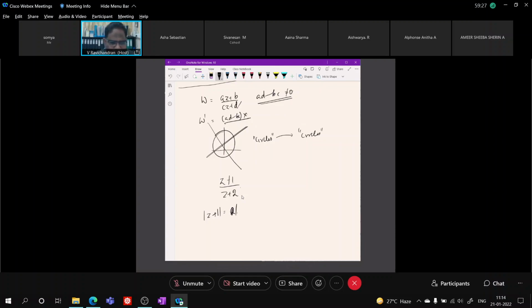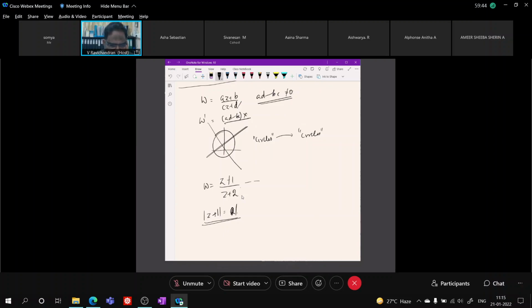Will it go to a circle or a straight line? That is what I want to know. Suppose you are given a Mobius transform like this and you are given a circle like this. I want to know what kind of image I will be getting.